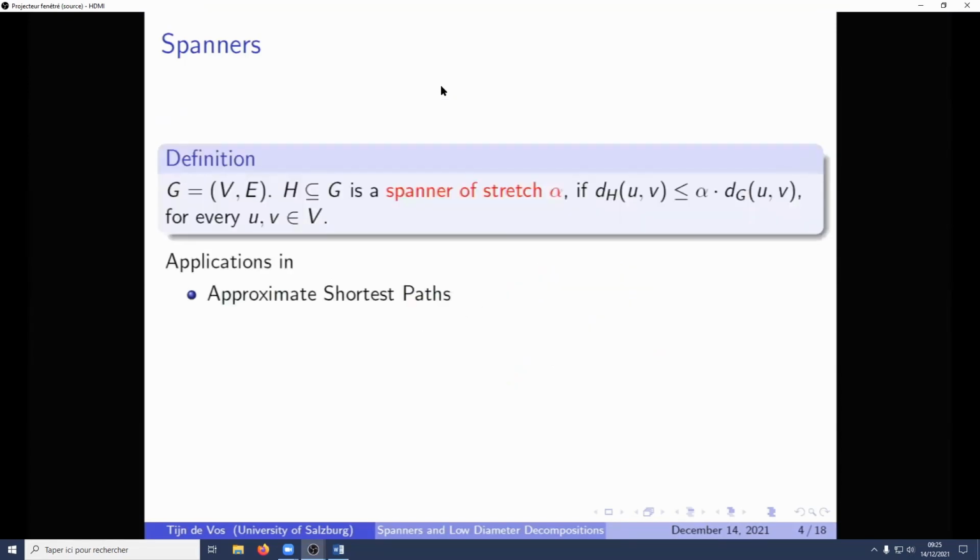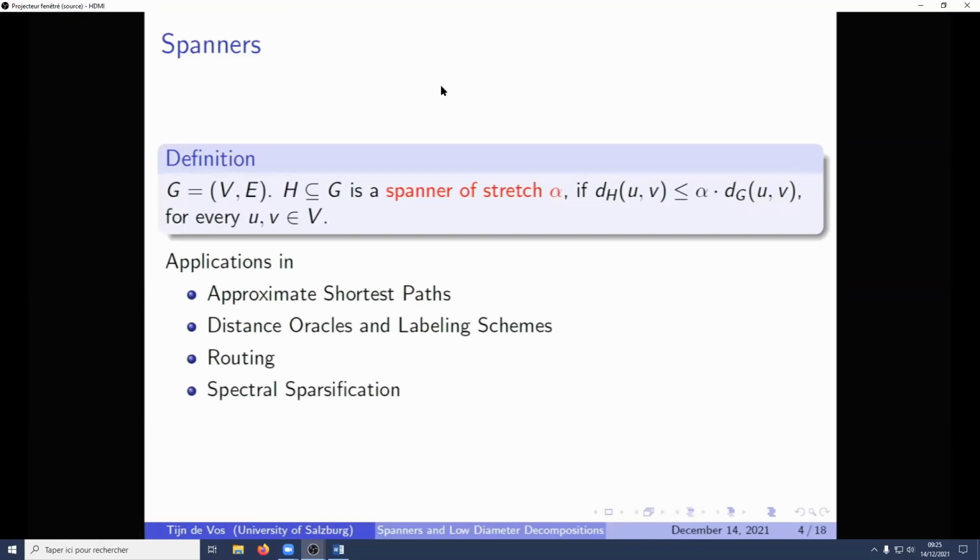Spanners have a wide range of applications in graph theory. For example, in approximate shortest paths, in distance oracles and labeling schemes, in routing, in spectral sparsification, and many more. Especially in distributed models, I think they're very important and very useful, because these sparsity properties are useful for anything where you want to distribute information over the graph.